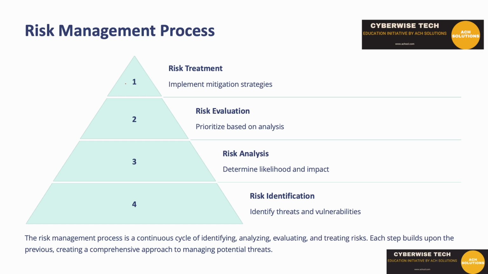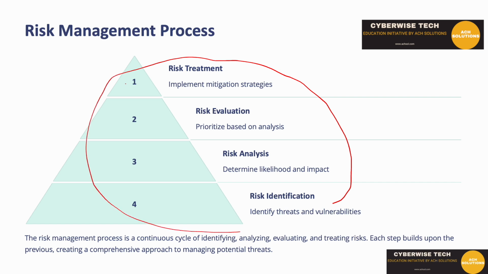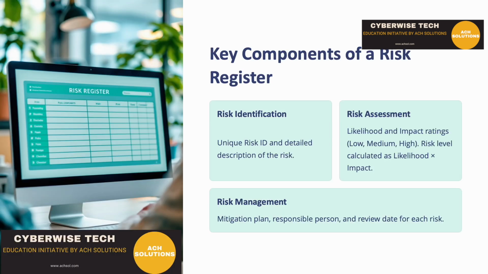Think of this as a continuous loop where the process evolves as new risks appear. So this will start from here, and then again you will start back from risk identification. So it's a continuous loop, right? It doesn't end because risks are always evolving. It's not a one-time exercise.